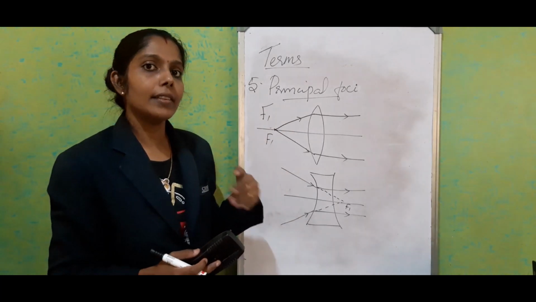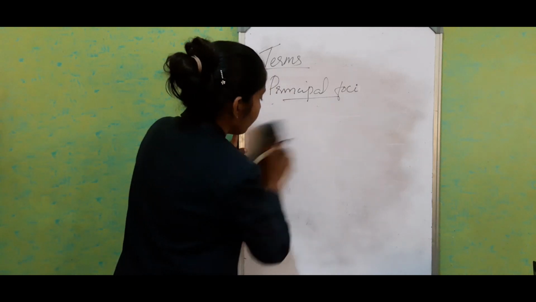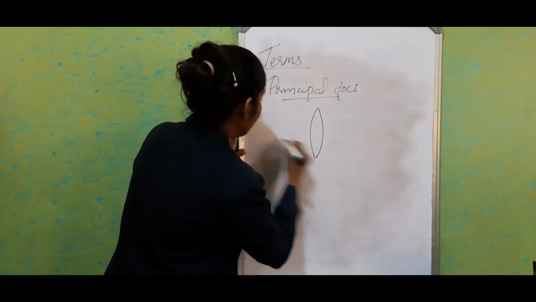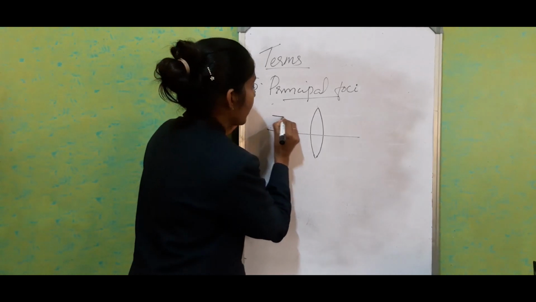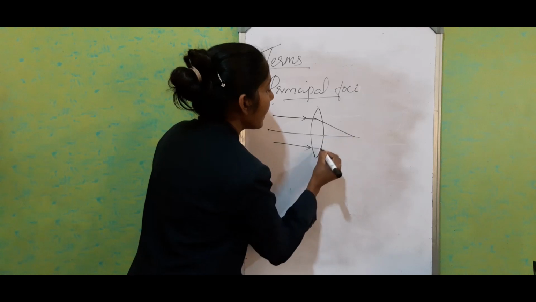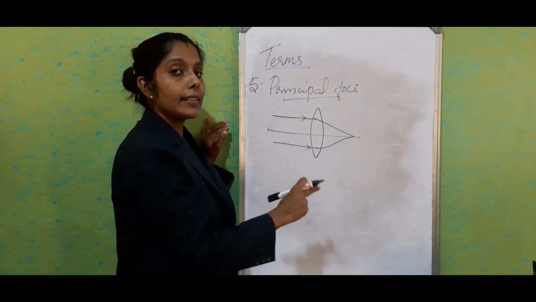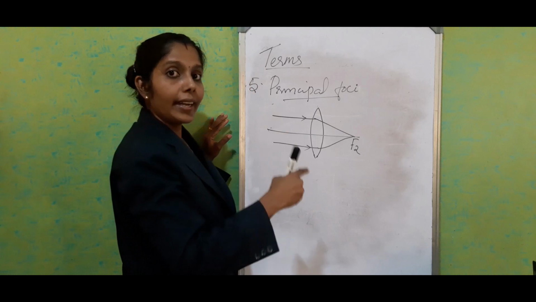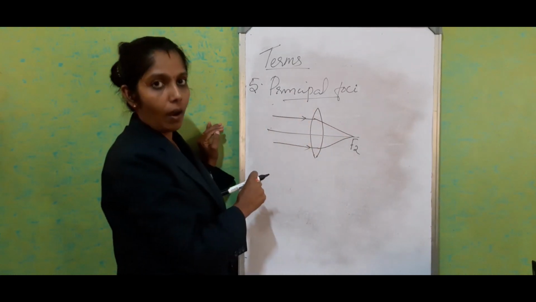Now we will see what is the second focal point. The second focal point for convex lens is on the principal axis. After the refraction, the light rays meet at a point on the principal axis. That is called the second focal point.